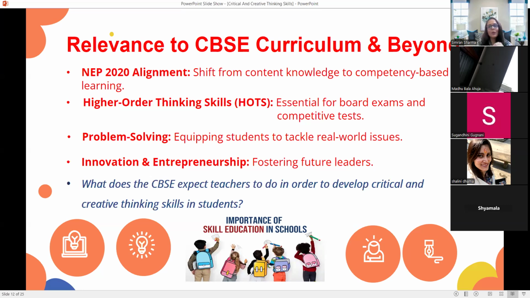Now I have a question. What does the CBSE expect teachers to do in order to develop critical and creative thinking skills in students? How would you make sure that they have both the skills and they utilize them?